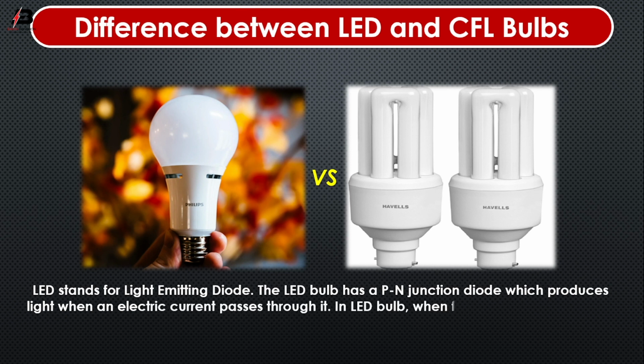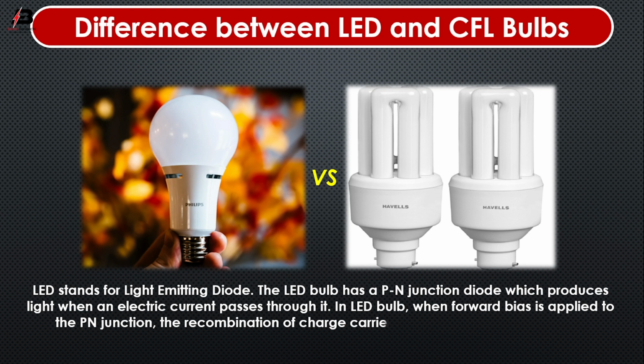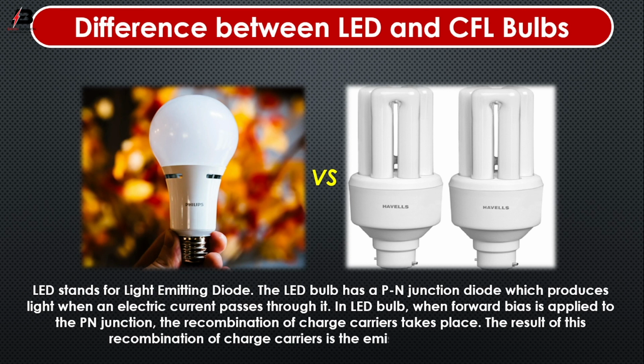In an LED bulb, when forward bias is applied to the PN junction, the recombination of charge carriers takes place. The result of this recombination of charge carriers is the emission of light and heat.